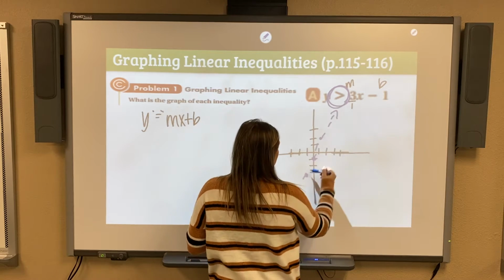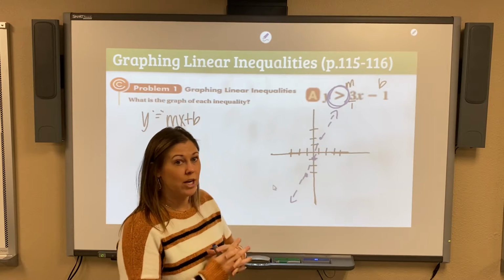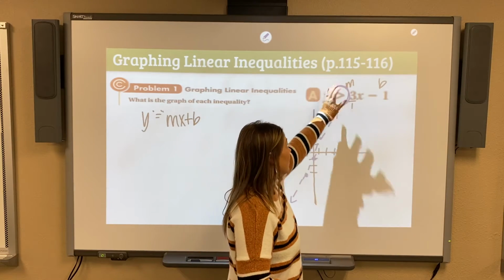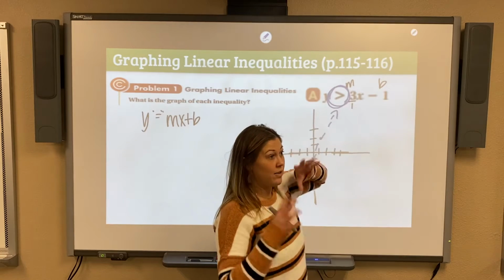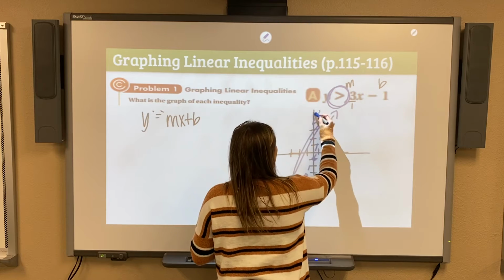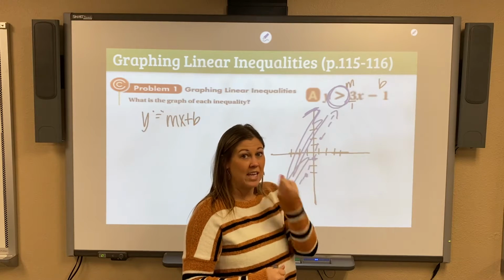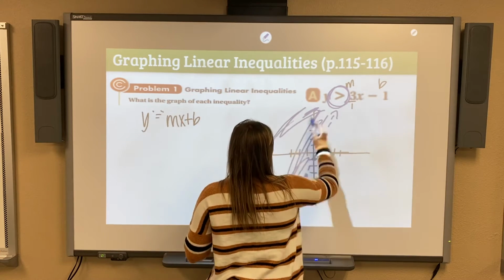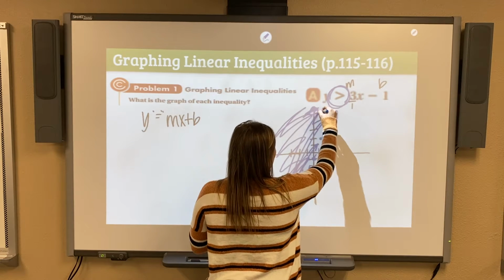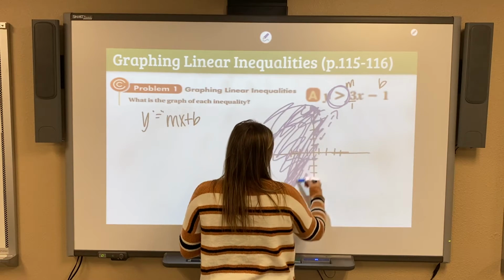Now that it's dashed, we need to shade it. We have to figure out shading above or below. This says all the y values are greater than our line. Greater than means above. Sometimes, if it's a super steep line, it's hard to tell what is above and what is below. So I always tell my students to shade towards the up arrow on your y-axis, and wherever that falls, that's where you shade. So that's what you do.